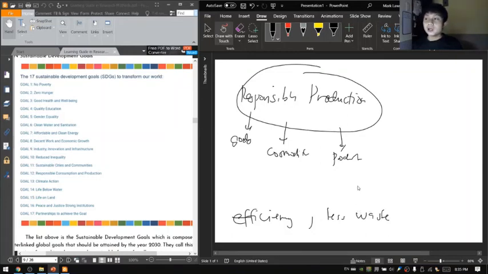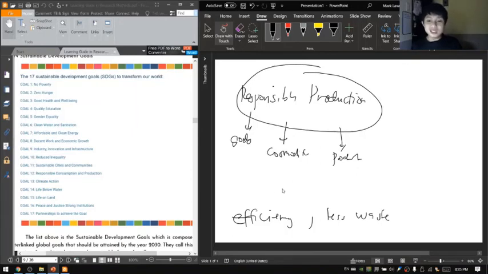For example, kapag nagpasok ka ng 1 kilo ng karne, lalabas na 1 kilong karne din. Walang tapon. Yung balat ng karne, hindi itatapon. Yung mga bulbul, hindi itatapon. Yung dugo, hindi itatapon. Yung taba, hindi itatapon. So, lahat magagamit. So, that's responsible production. Walang tapon, walang sayang. Okay, I hope you get the point.